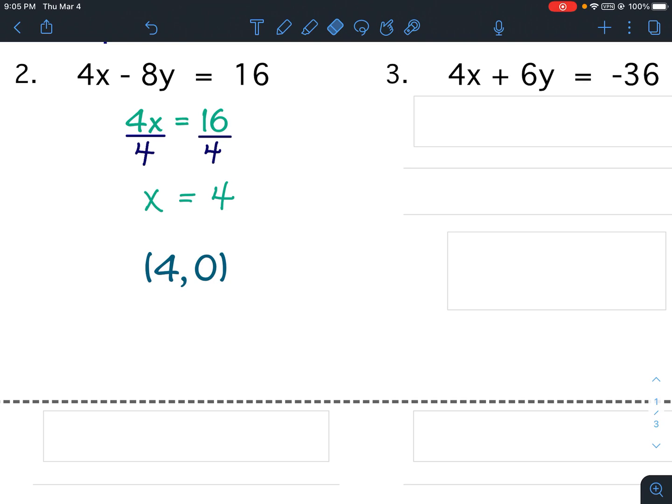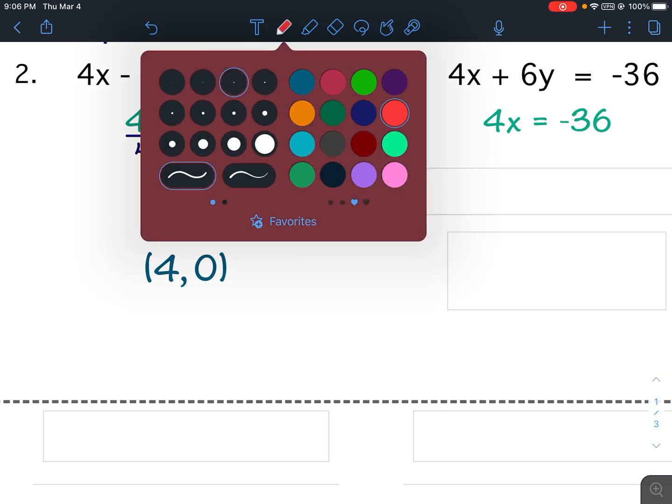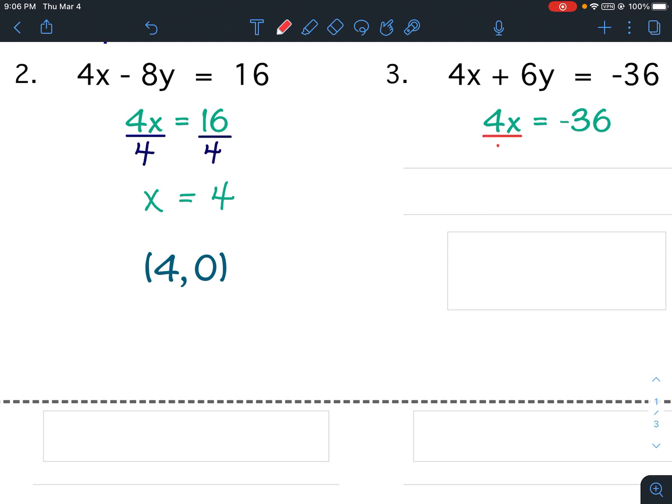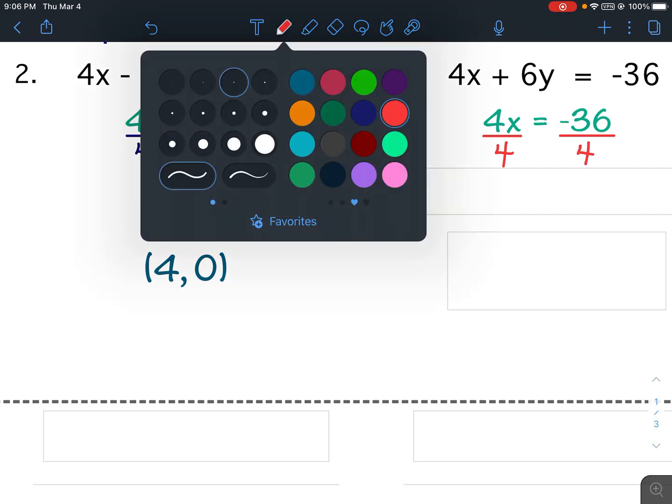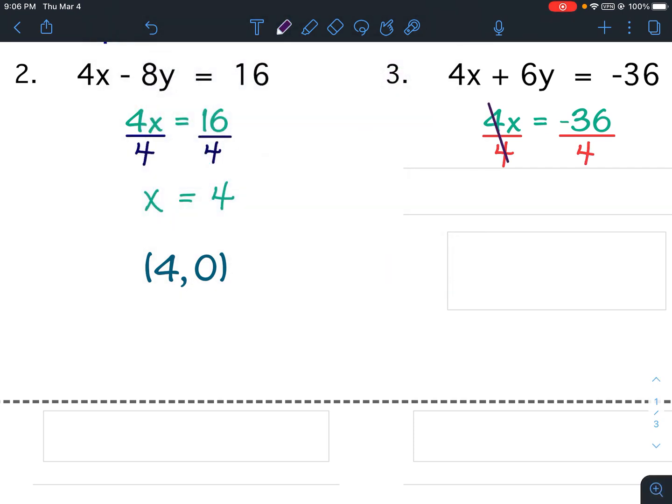Again, we're going to plug that 0 in for y, so the y term goes away. What is left? 4x equals negative 36. So I'm going to divide both sides by 4. Forgot to cancel out my 4s in the last one. Negative 36 divided by 4 is negative 9. So the ordered pair would be negative 9, 0.